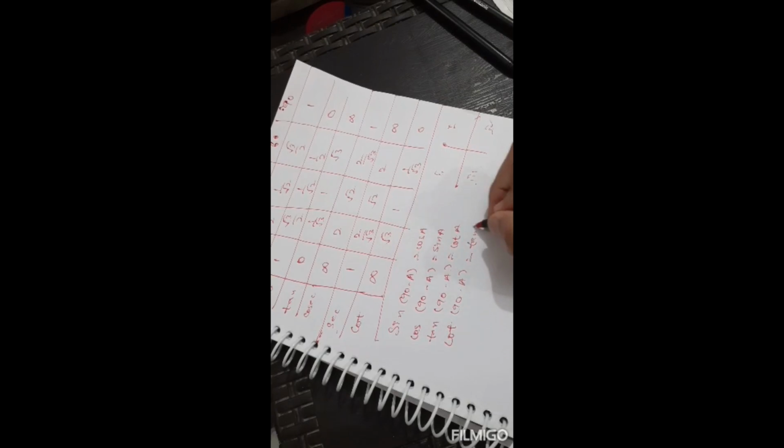Cos 90 minus A equals sin A. Tan 90 minus A equals cot A. Cot 90 degree minus A equals tan A, and sec 90 degree minus A equals cosec A, and cosec 90 degree minus A equals sec A. And there are some other relationships.